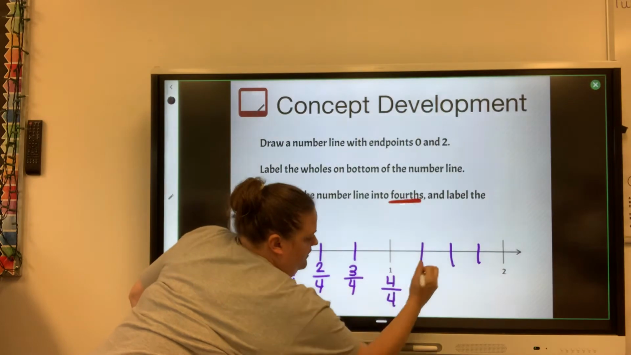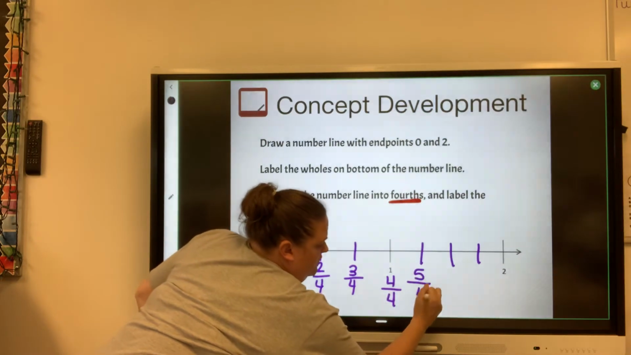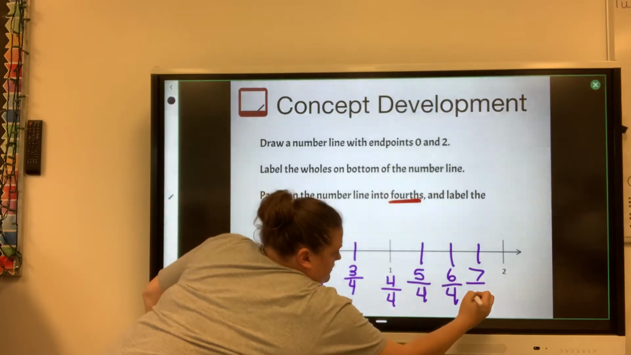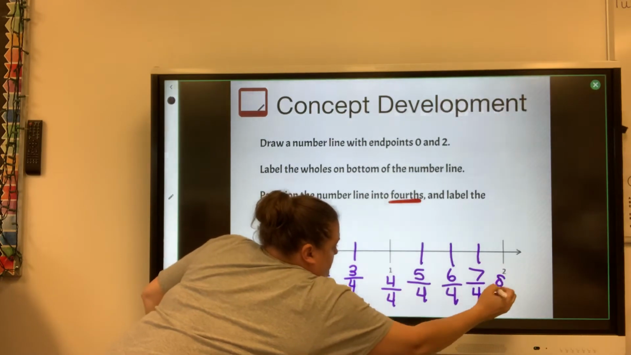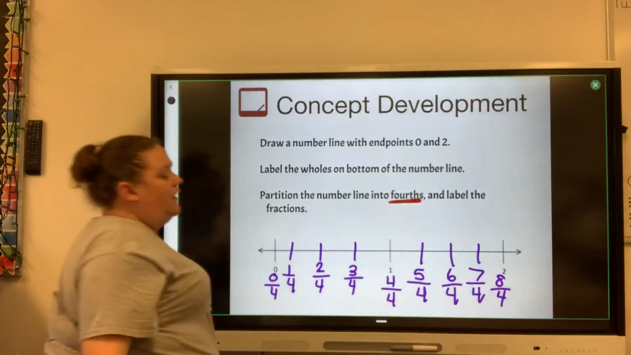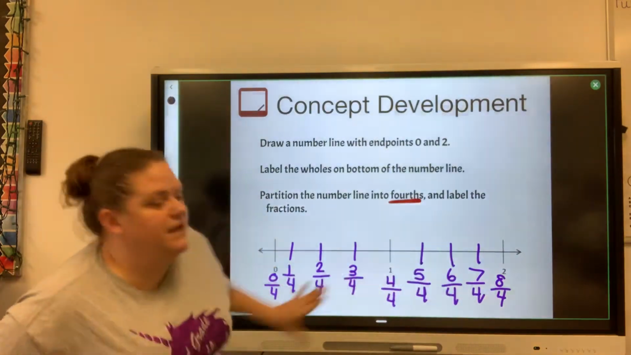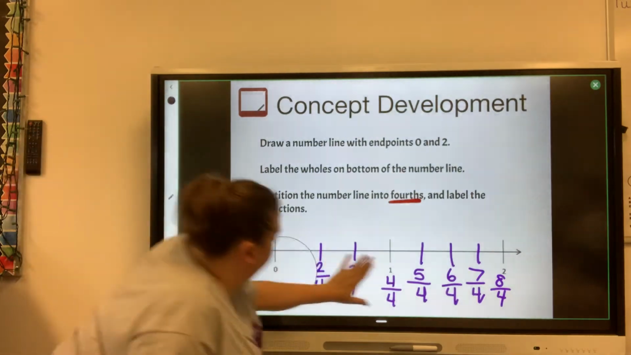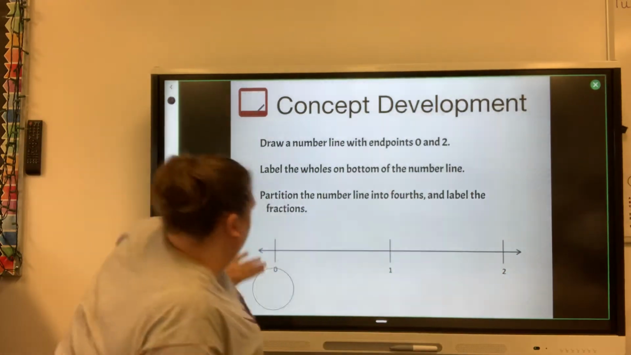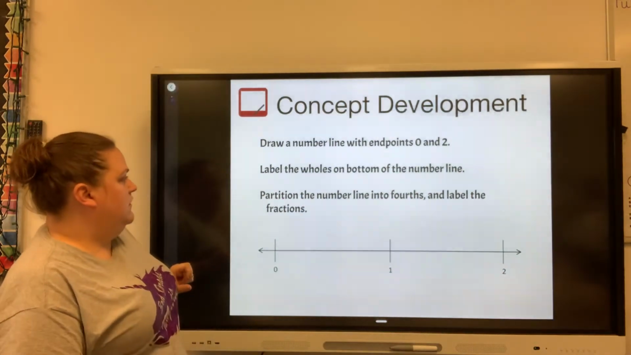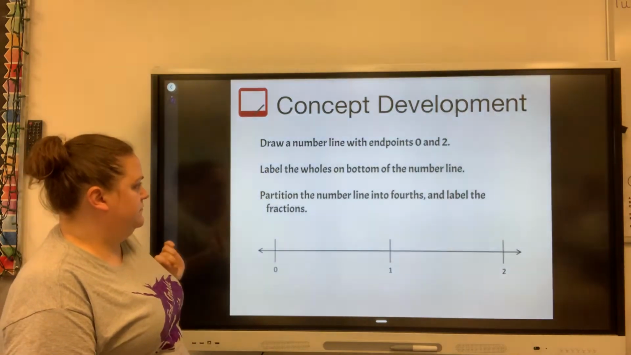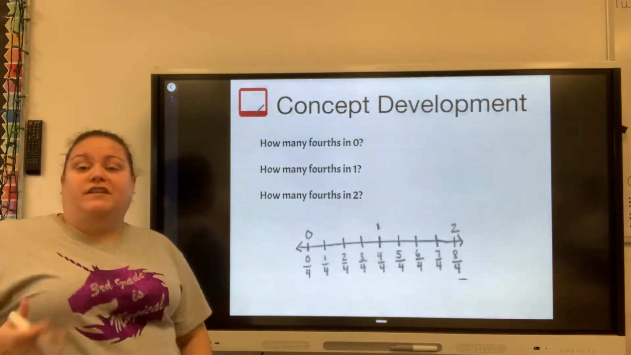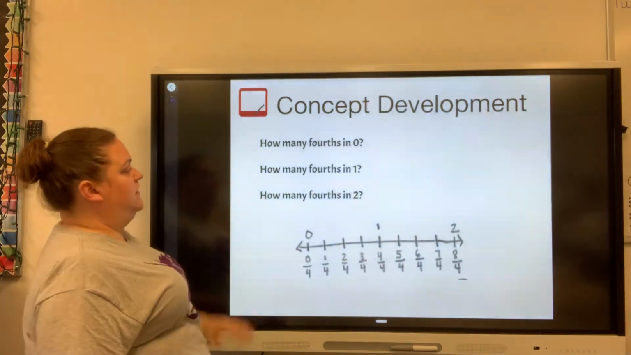That's fine. 5 fourths, 6 fourths, 7 fourths, 8 fourths. Okay? So we partitioned the whole thing into fourths. Now, I'm pretty sure I'm gonna go to the next page. It's gonna be there, but I wanted to do that so you could see it. Ta-da! So what it wants to know now is how many fourths in 0.